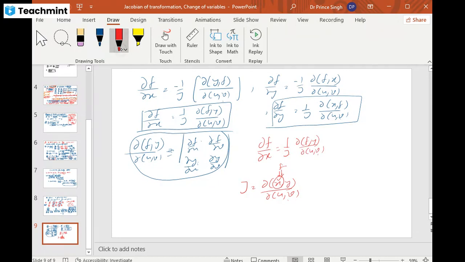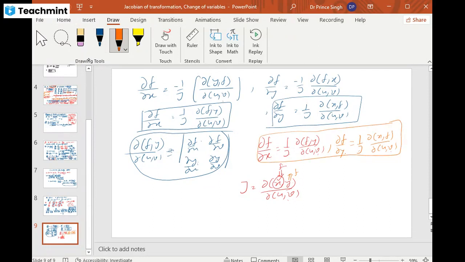Okay. And if I want to calculate ∂f/∂y, again 1 upon J as it is, but this time I'm going to replace y with f. ∂f/∂y means replace y with f. So we'll get the Jacobian of xf with respect to uv. So this is the formula for the Jacobian of transformation if we are going to replace two variables. Okay. So if you understand this concept, then you can extend this formula for any number of variables also, right?